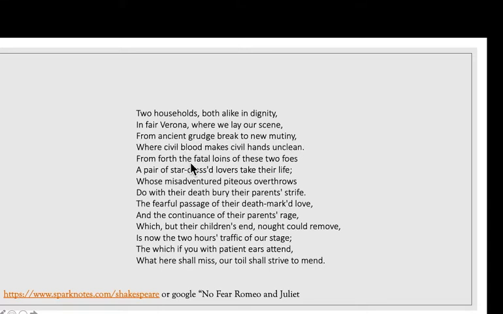From forth the fatal loins of these two foes. So loins is probably the key word in this. And if you don't understand the word loins, then you won't understand the rest. Now, loins refers to the sexual organs of a person. So if you read that in that way, from forth the fatal sexual organs of these two foes. So what they're talking about there are the children of these two enemies, the children of these two families.